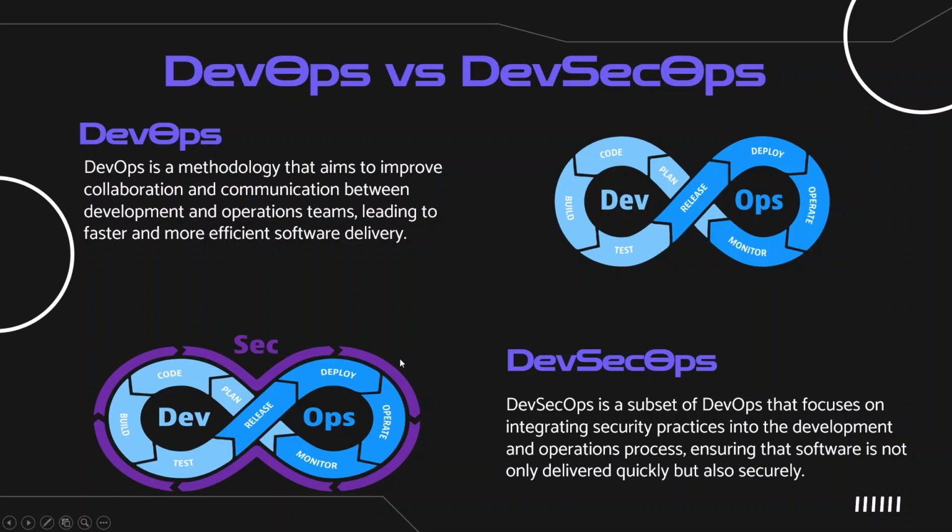So first of all, what is DevOps? DevOps is the collaboration and communication between the development and operation teams in order to create faster and more efficient software. But if we integrate security in the DevOps pipeline, it will enhance the security of that particular software and the software will be delivered quickly. So DevSecOps is basically the integration of security practices into the development and operations process.